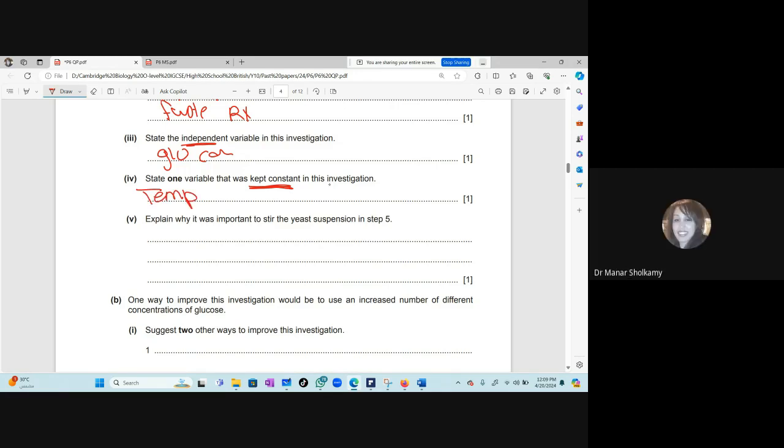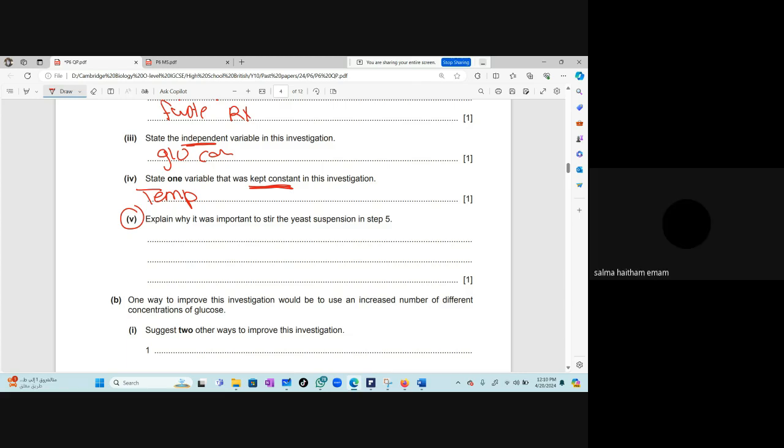Explain why it was important to stir the yeast suspension. Why did we mix? One easy answer: to prevent contamination. No, no, this is not an answer. To prevent contamination, you will say this when they ask why did they change the glass rod.